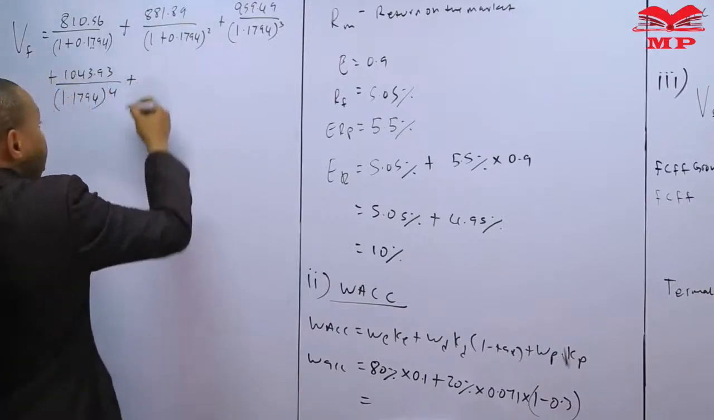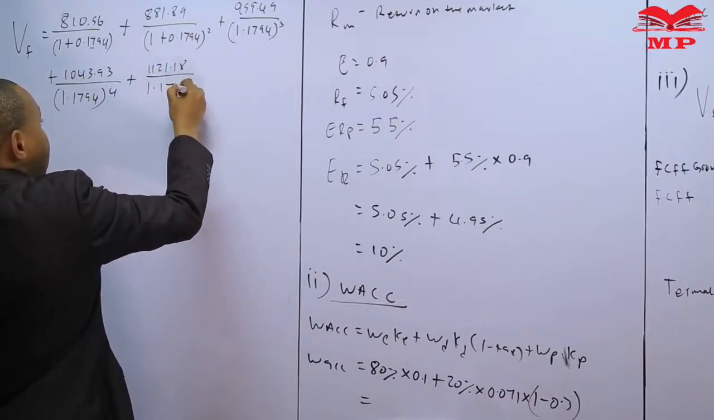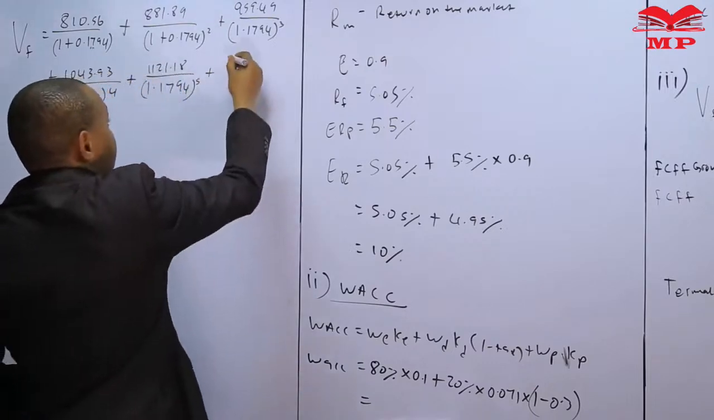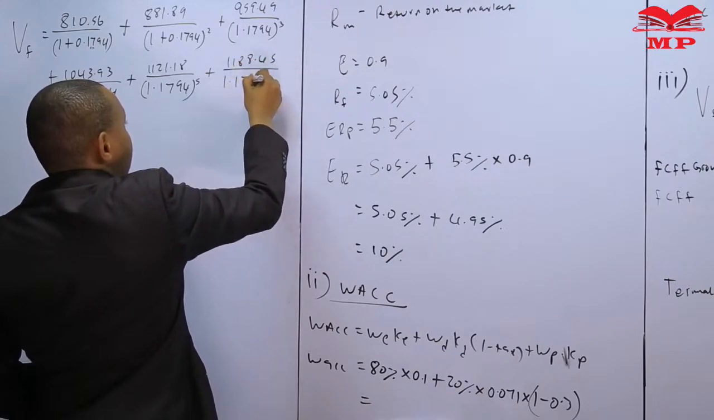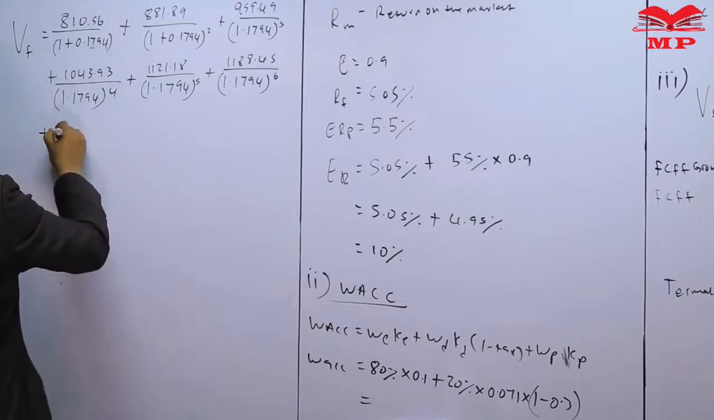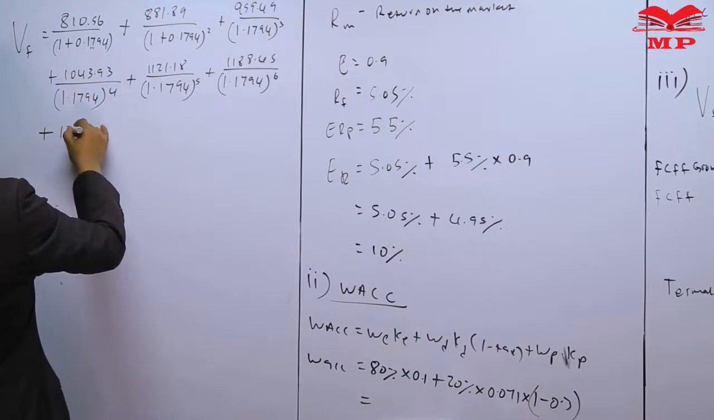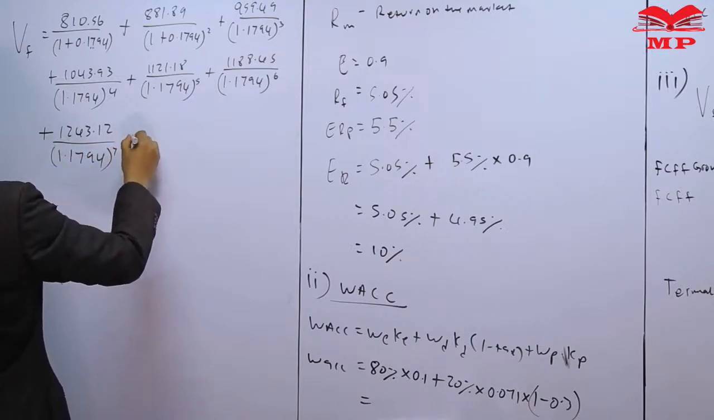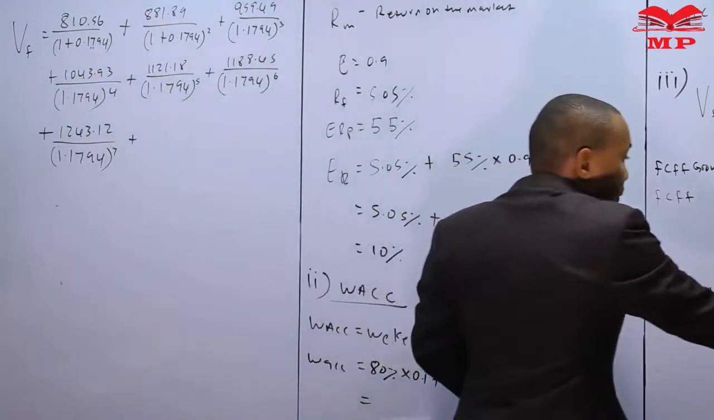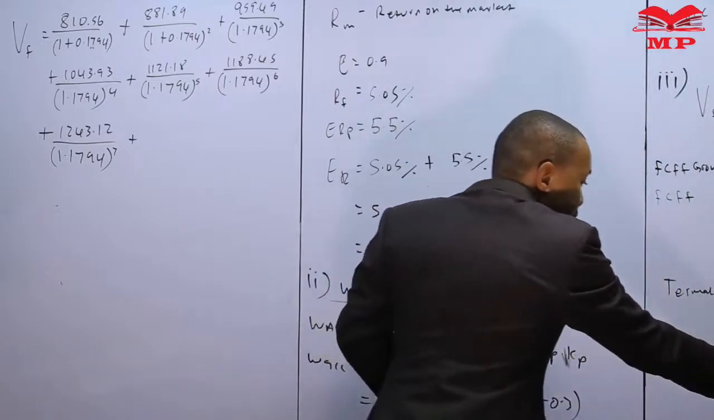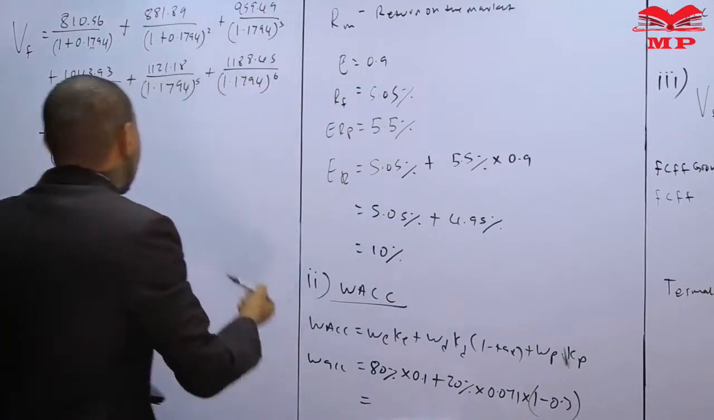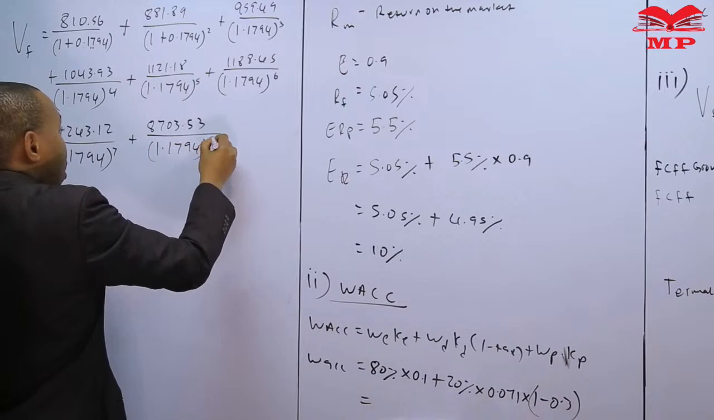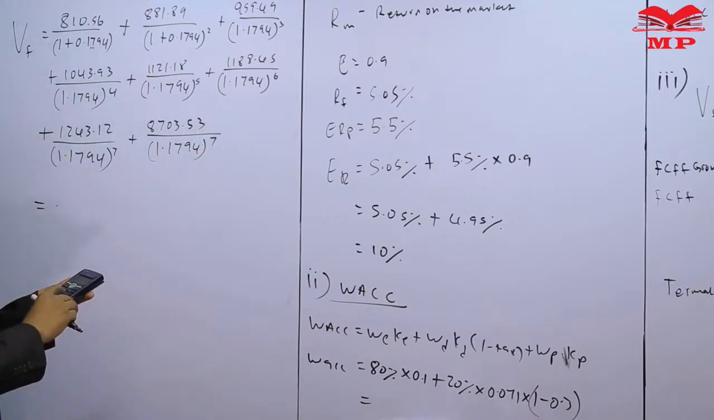Then we have 1121.18 discounted again, 1.1794 power 5, plus 1188.45 over 1.1794 power 6, plus 1243.12 discounted against 1.1794 power 7, plus. Now, instead of discounting this value 1282.9 based on power 8, we will use the terminal value we already have there, 8703.53. So we have 8703.53 divided by 1.1794 power 7. Now, what do we get as the value of the firm?